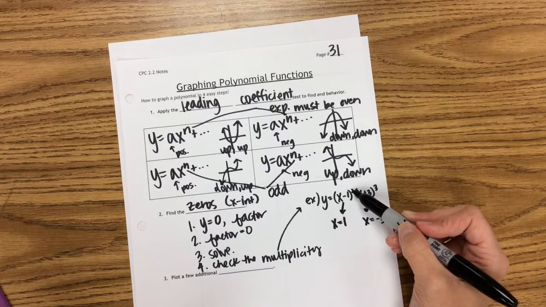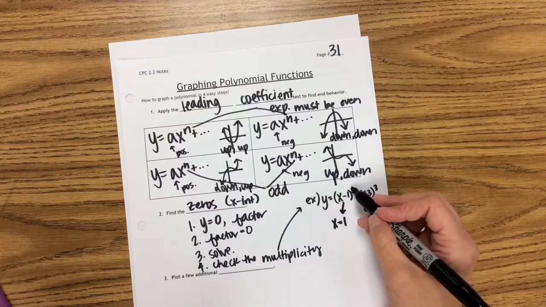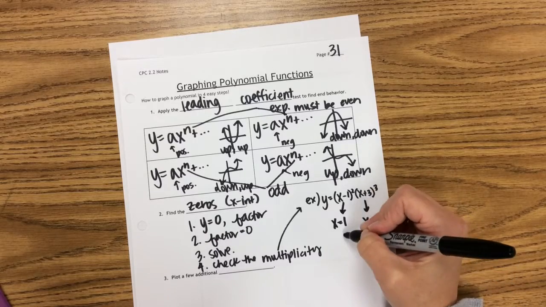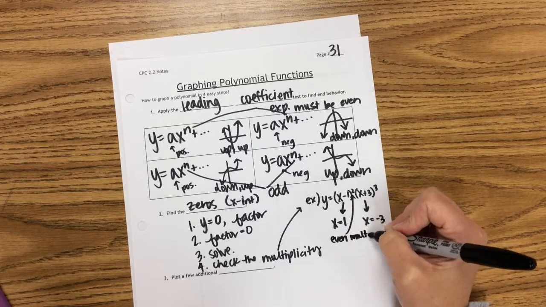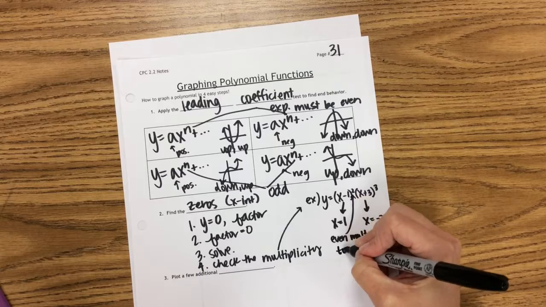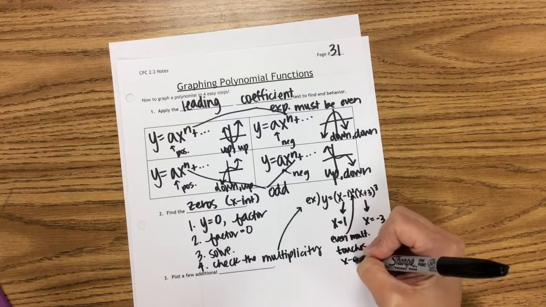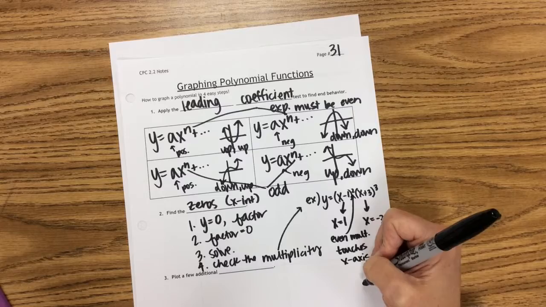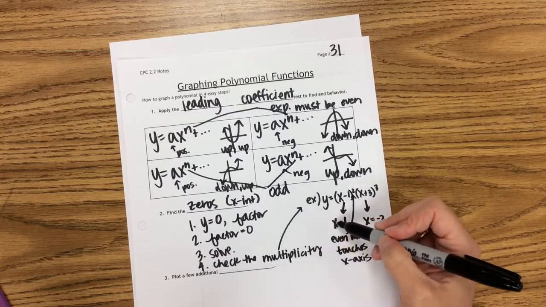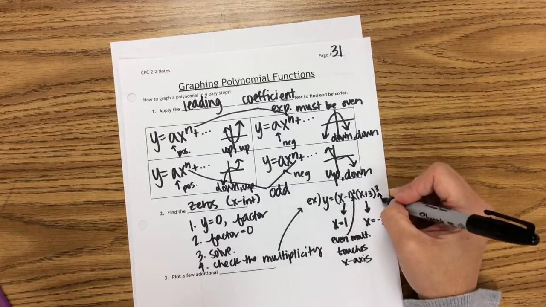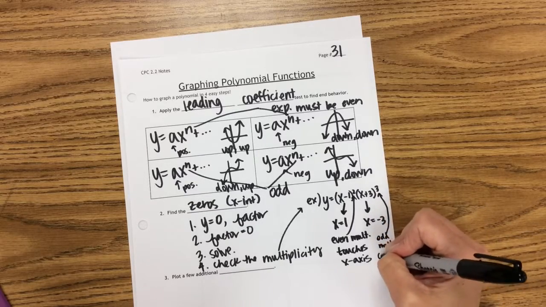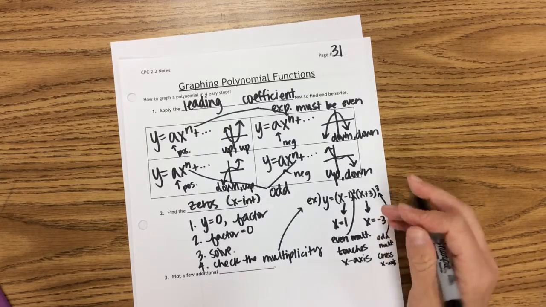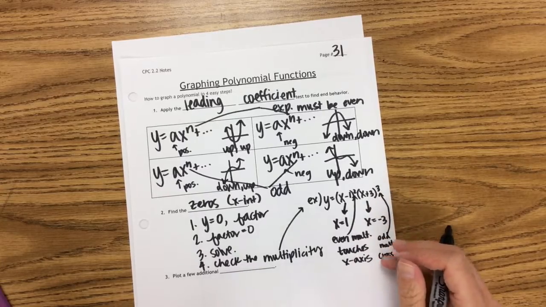Here, because it's squared, it has an even multiplicity because of this exponent. An even multiplicity means it touches the x-axis. It doesn't cut through the x-axis like a regular x-intercept, it just goes down and touches it. Here, if that number is odd, it's called an odd multiplicity, and then it will cross the x-axis. So multiplicity, even or odd, touch or cross.